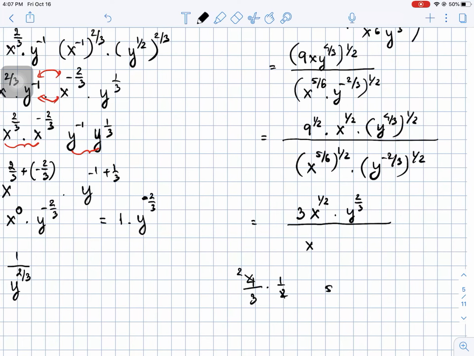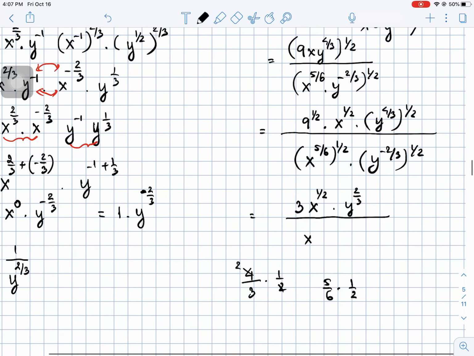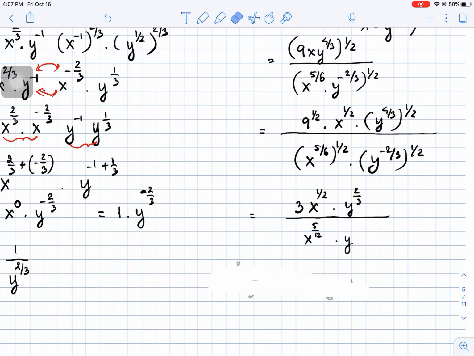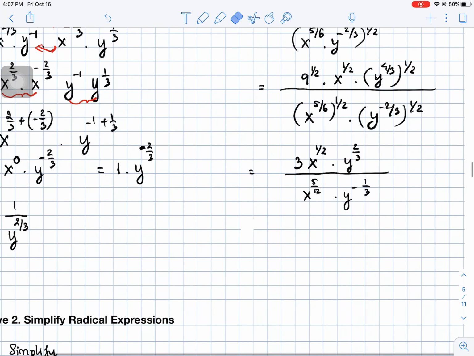And then for y, we will multiply because this is the power rule we apply. So 4/3 times 1/2, we cancel out the 4 and the 2. So we will get 2/3 for the y. In the bottom, you have 5/6 multiplied by 1/2. So we will get 5/12. And the y, negative 2/3 times 1/2, we will cancel out the 2. So we get negative 1/3.